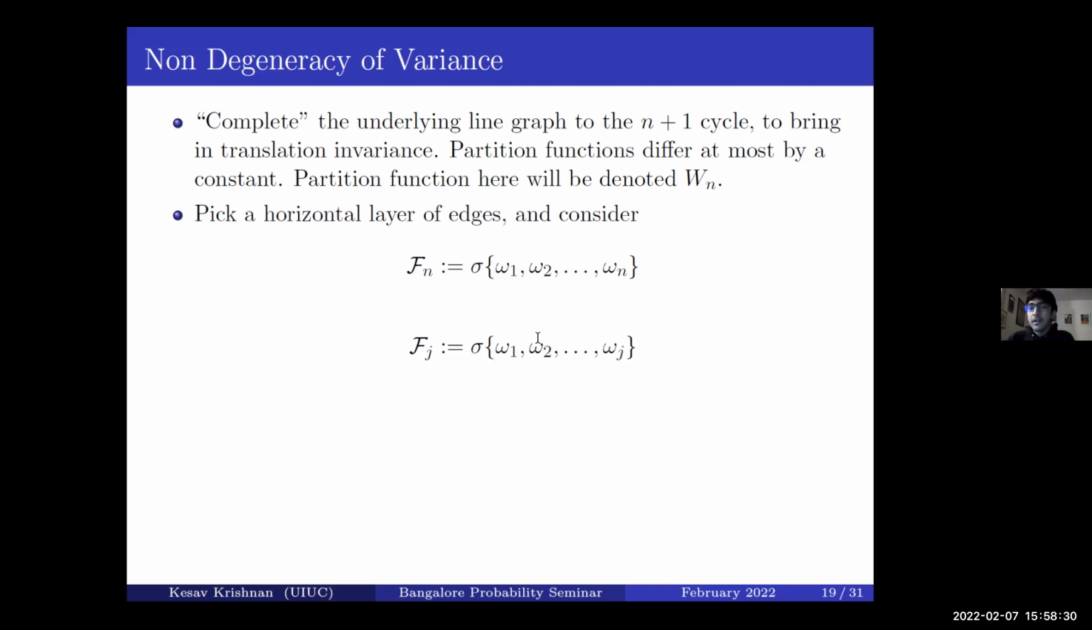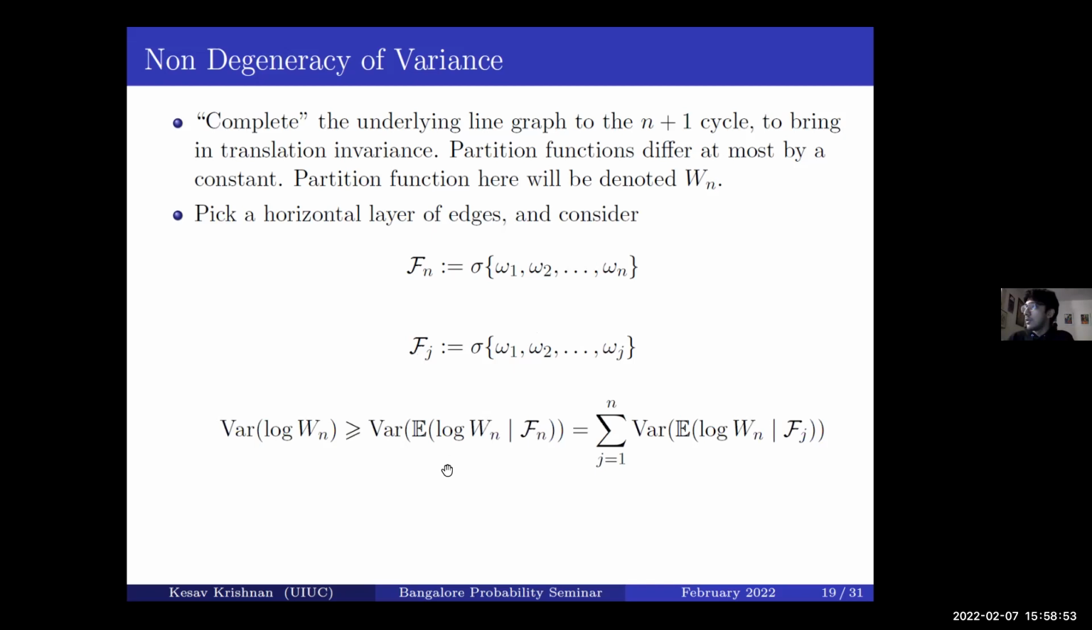We pick a horizontal layer of edges corresponding to, let's say, one vertex of H. And you consider a filtration based on the edges that are included in that layer. And then you include one edge at a time to define this filtration F_j. And you can write the variance in terms of the martingale differences.